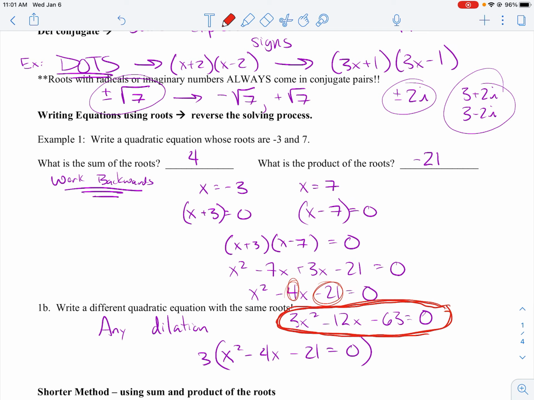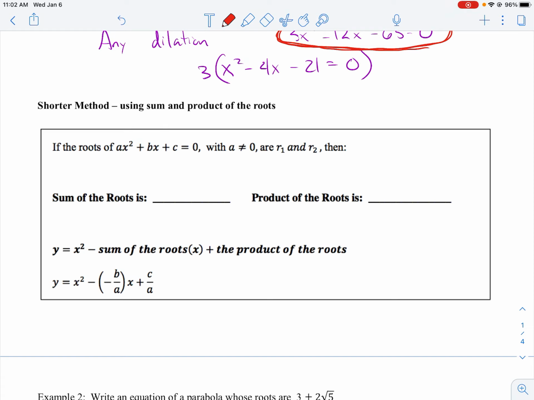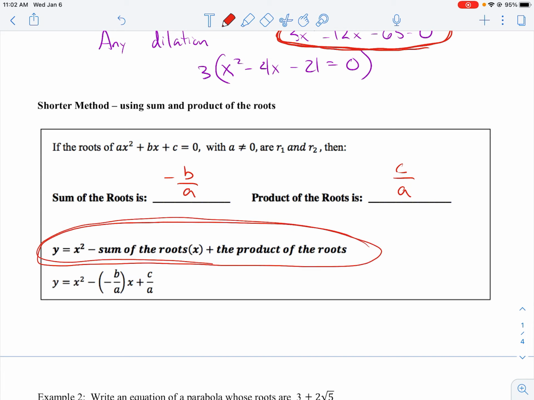So here's a nice little definition. It says the roots of ax squared plus bx plus c is equal to 0, with a not equal to 0. R1, R2 are the roots. Then the sum of the roots, okay, is negative b over a, and the product of the roots is c over a. Okay, more terminology here. All right, but basically, what I'm looking for is this right here. Okay, this is the rule you want to remember.